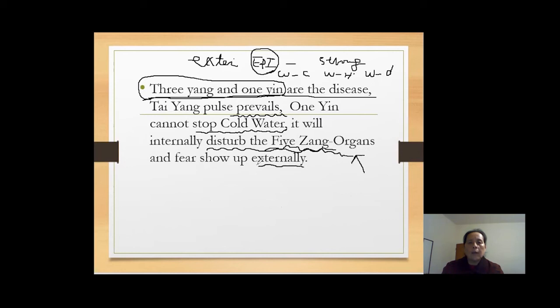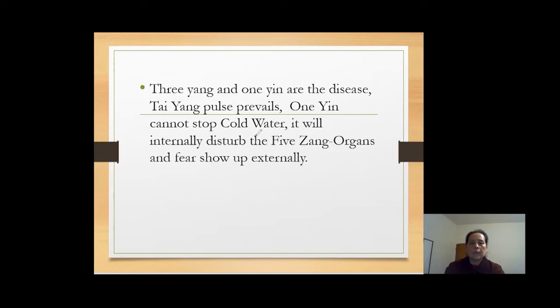And externally, people can show up some emotions like fear. So that means cold water invading mainly will damage the kidney functions. And fear is the emotion of the kidney. But truly, they can invade other zang organs. They may have some other emotions show up. So just give us an example here. Like externally pathogen emitting, that's tai yang problems and some yin yang couldn't balance, causing internal organ disorder. And also people can show up some emotion.